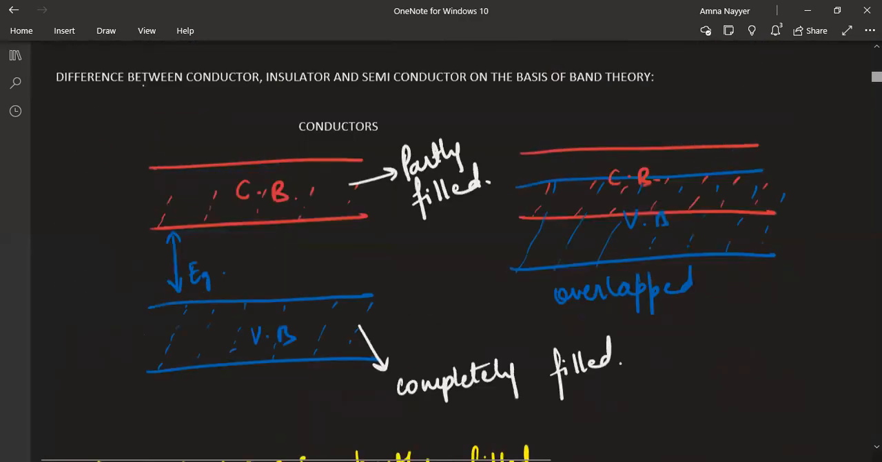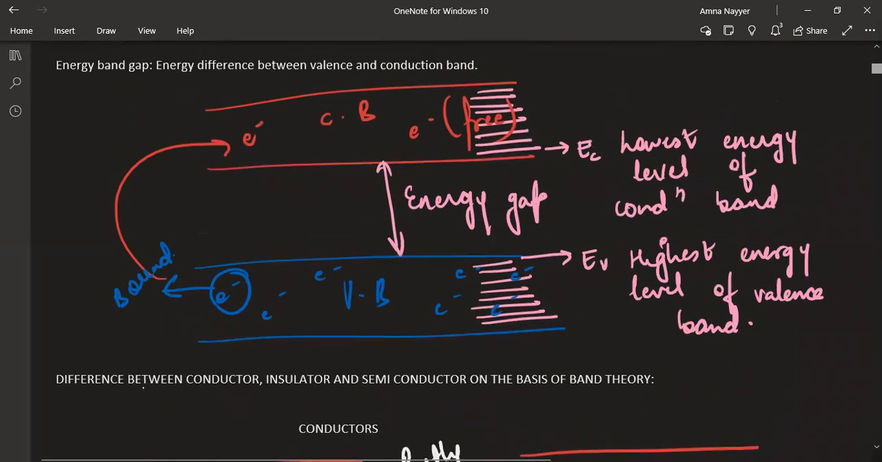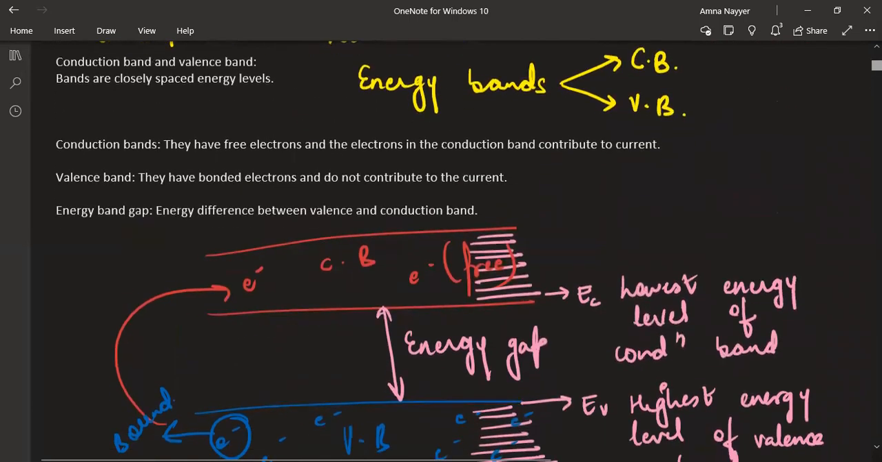This is just the differentiation part that you have to remember, the distinguishing part, so note it down. Then we'll just focus on semiconductors now. We'll not include conductors and insulators in our discussion. And any doubts, please ask me. Get it clear right now.